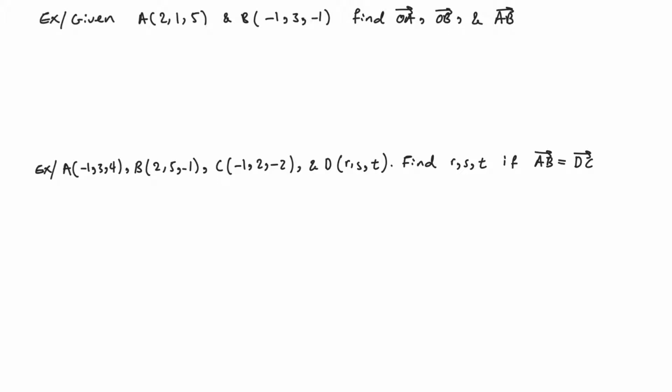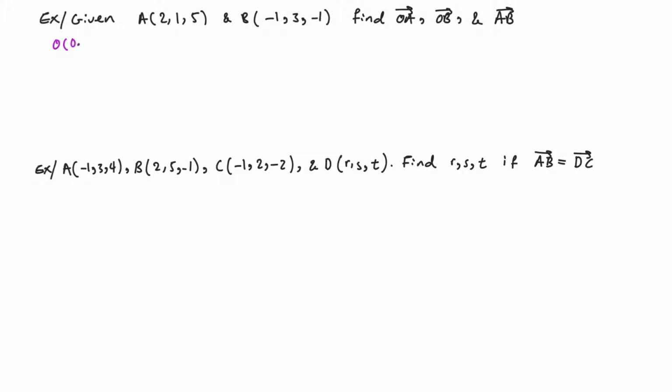Alright, let's look at two examples. In the first one, we're given 2 points, point A and B, and its x, y, and z components. And we want to find vectors OA, OB, and vector AB. The second question gives us 4 points. It gives all the coordinates of points A, B, and C, but leaves the coordinates of point D as unknown. And it says that if vector AB is equal to vector DC, find the missing values.